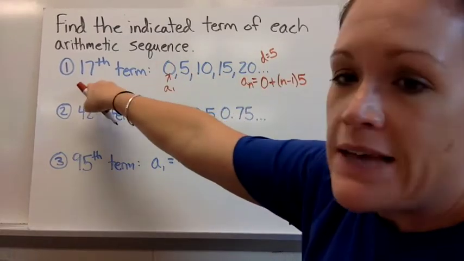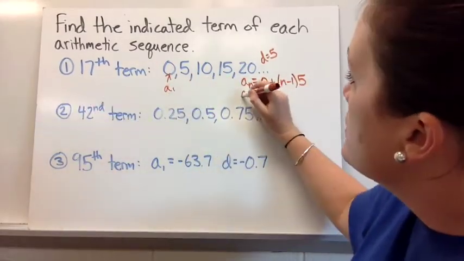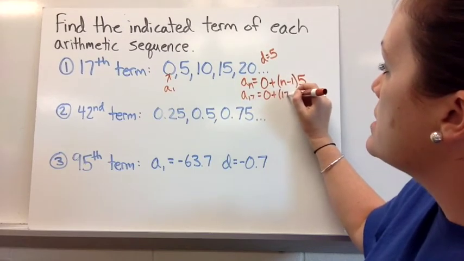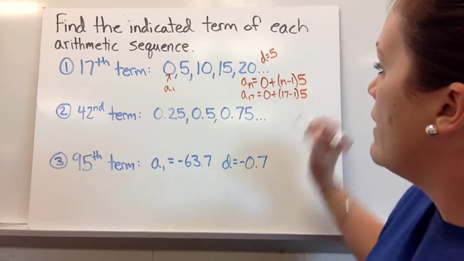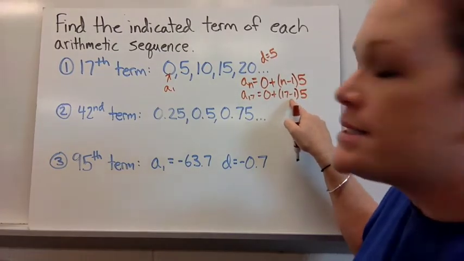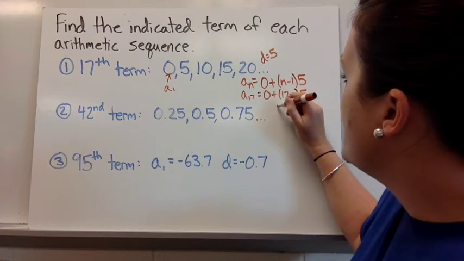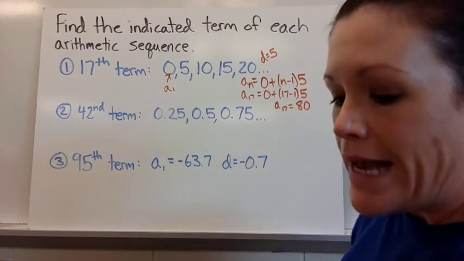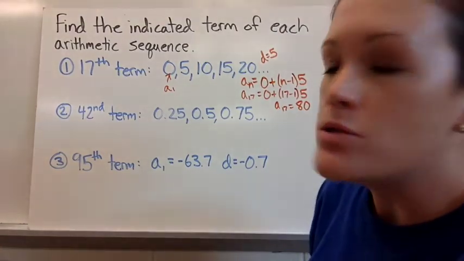So they've asked for the 17th term. So a sub 17 would equal 0 plus 17 minus 1 times 5. So you just clean that up. 17 minus 1 is 16, and 16 times 5 would be 80. So the 17th term just equals 80. Let's look at number 2.